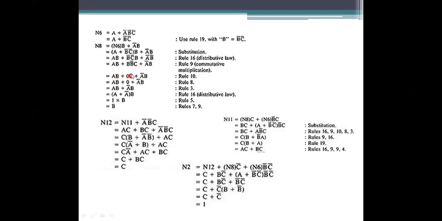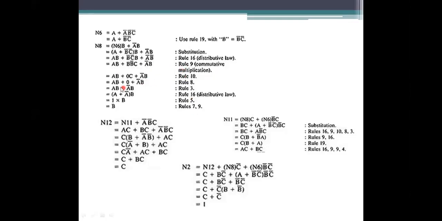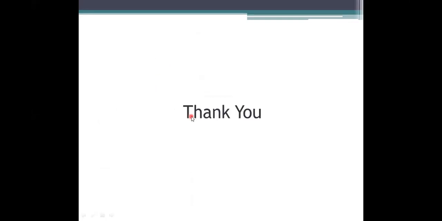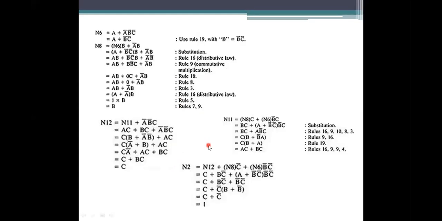AB plus 0. B into B bar is the value. What is the B into B bar value here? A into A bar value is 0. Likewise, B into B bar value is also 0 here. So rule 10 has been used. Anything into C, here being specified as 0 only. Rule 8 here. So it is being considered as 0 using rule 8.